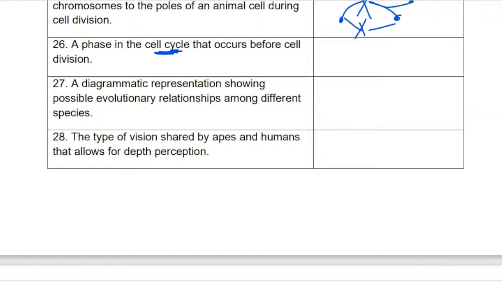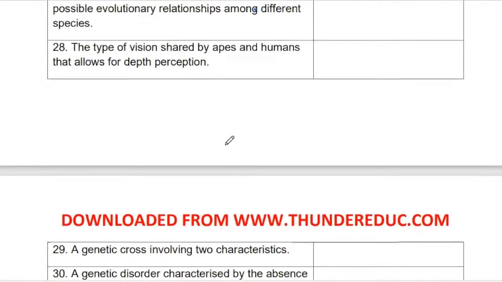Let's continue. Diagrammatic representation showing the possible evolutionary relationship among organisms. Here we're talking about phylogenetic tree. The type of vision shared by two humans that allow for deep perception: stereoscopic vision, yes. We call it stereoscopic vision.